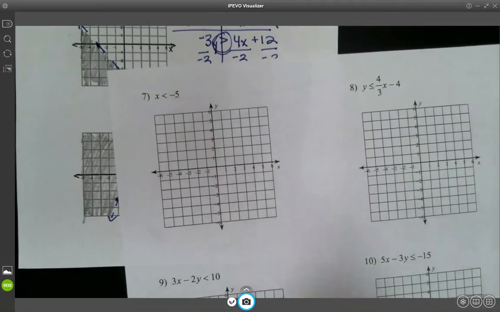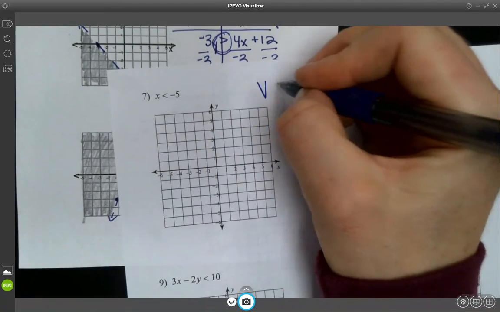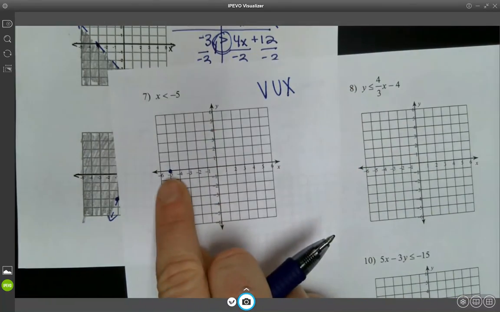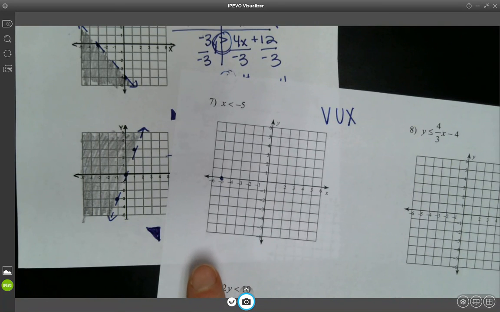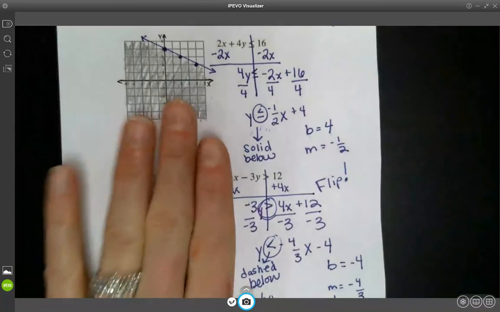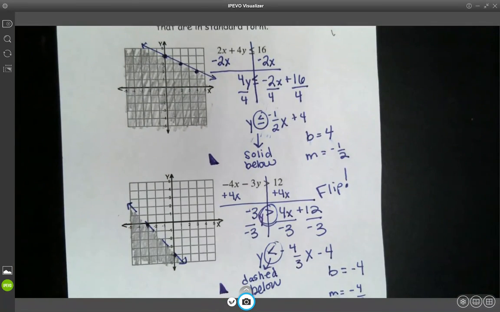Okay, one last one I want to look at with you is number 7. It says x is less than negative 5. It's a Vux problem. So it's going to be a vertical line where x is negative 5. So a vertical line. And it's going to be a less than problem. All right, go ahead and glue this page in your journal, and I'll pass out your assignment.